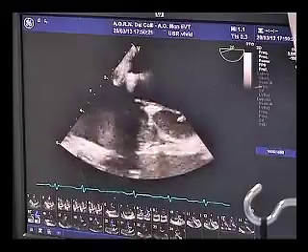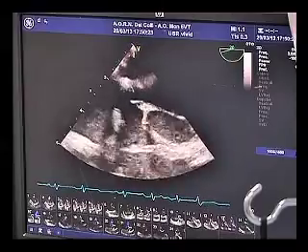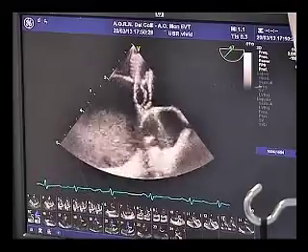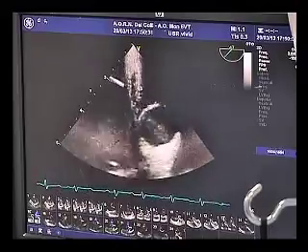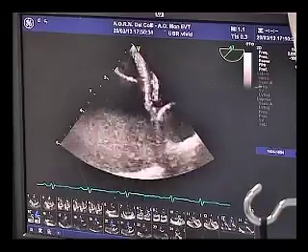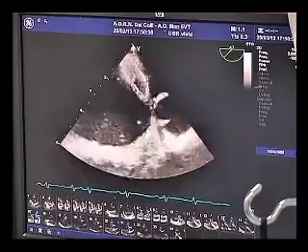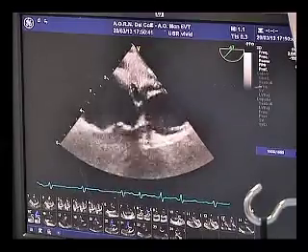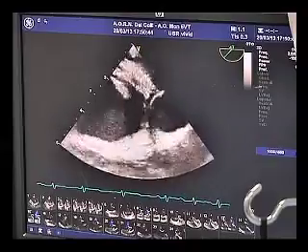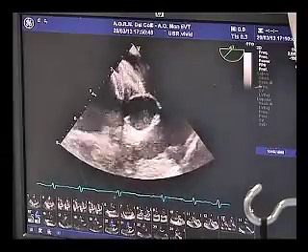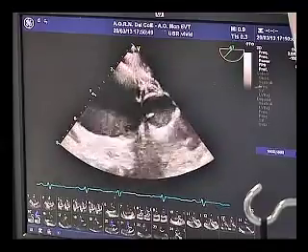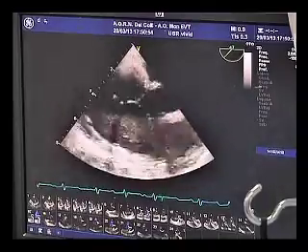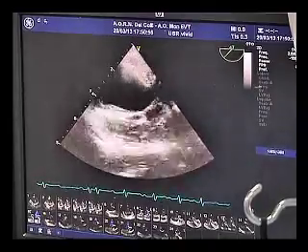No, prolapse. This second device is prolapsing. Still, it seems in good position. The other one is on a very different plane, as you can see by echo and by fluoro.